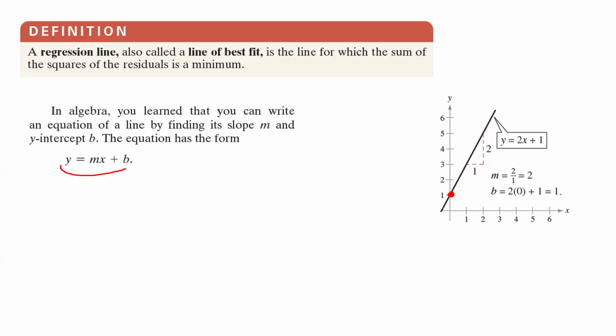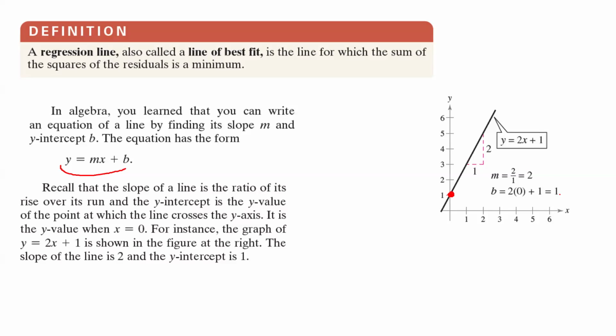y value, becomes 1. Recall that the slope of a line is the ratio of its rise over its run, and the y-intercept is the y value of the point at which the line crosses the y-axis. It is the y value when x is equal to 0. So again, in this case, you have slope, which is equal to 2. The rate of change is 2. And 1 is your y-intercept.